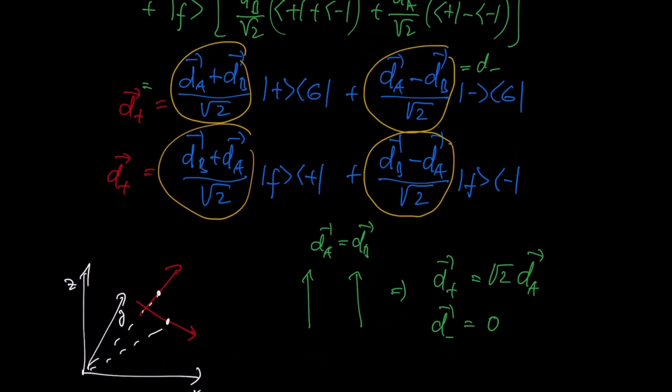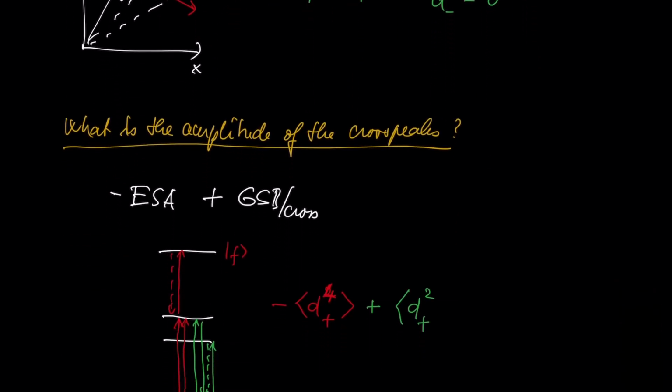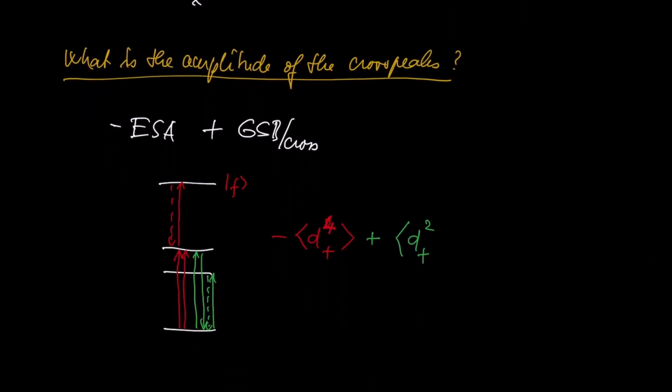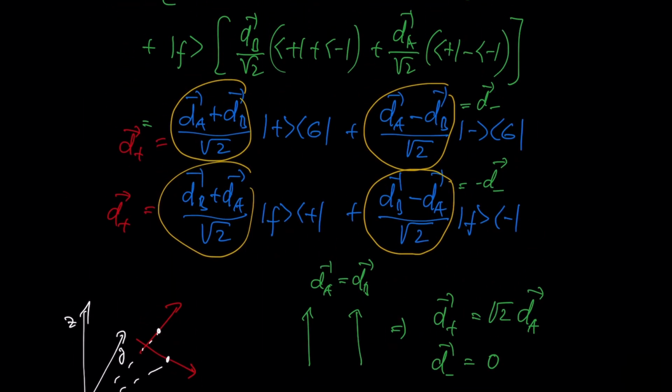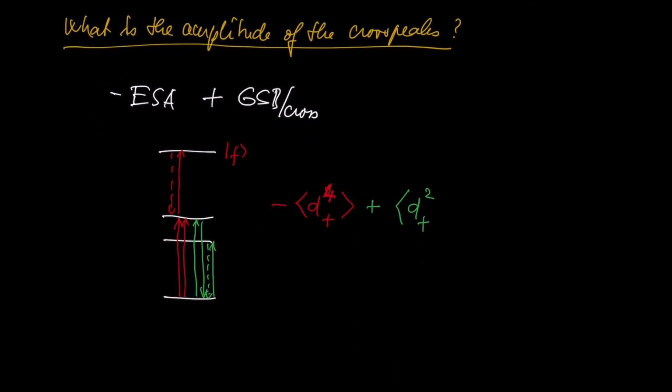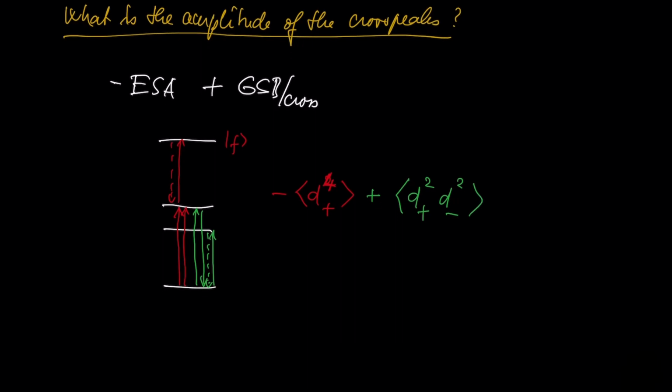So this is d minus, and this is minus d minus. So we altogether get twice the d minus state. So that's here, twice d minus. So this is d minus squared. And that is in general different from 0.